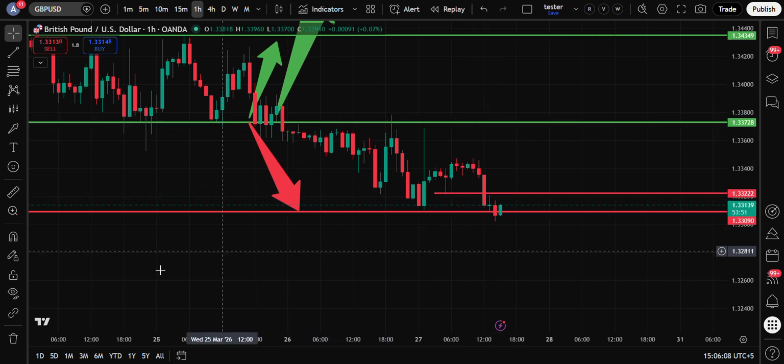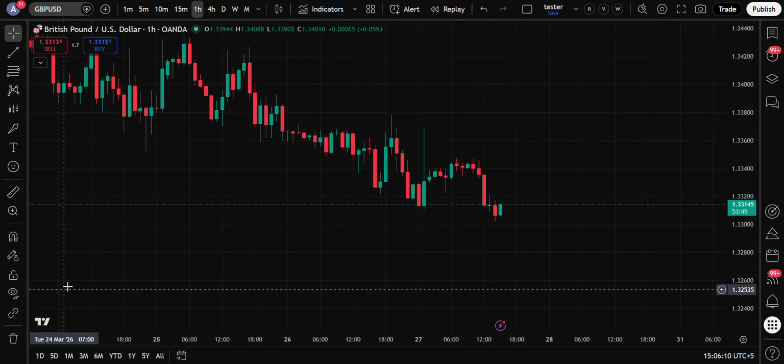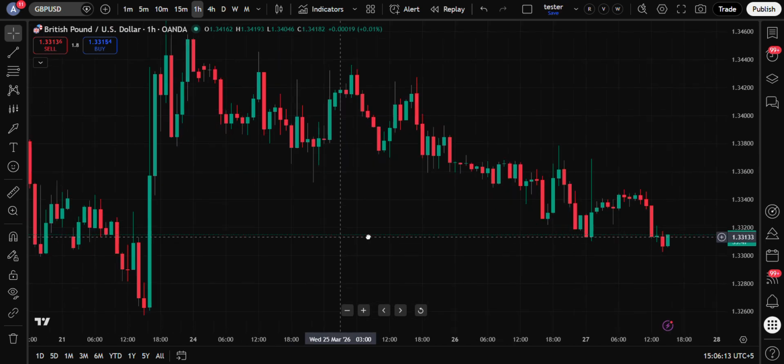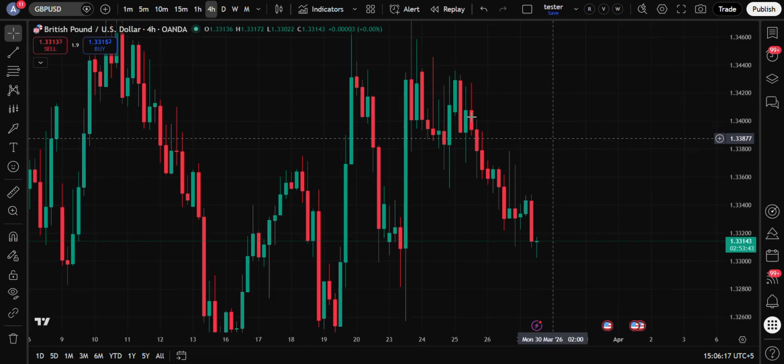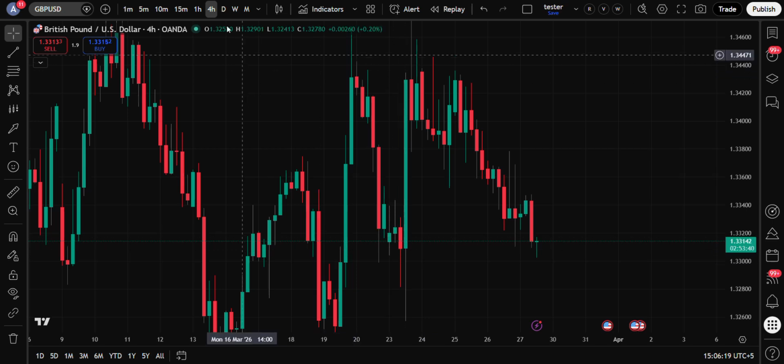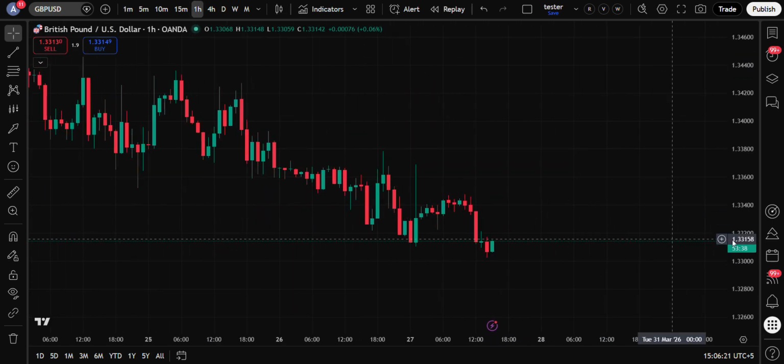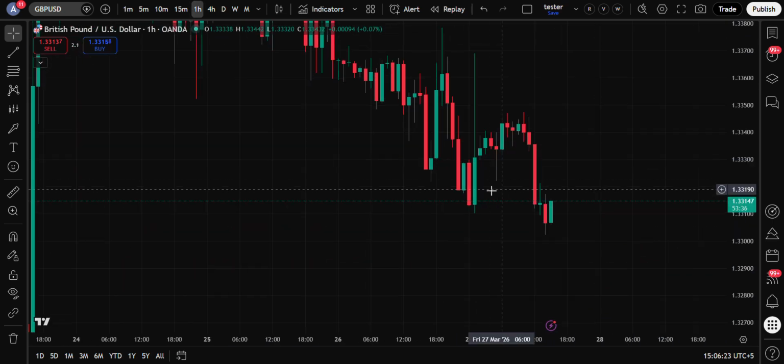So guys, I'll keep it simple. Let's get rid of all of these drawings. Obviously, guys, we are in a bearish trend. There's no doubt about that, guys. But we are also at the support area, so we will be careful while selling this. Okay, guys, so I'll keep it simple.